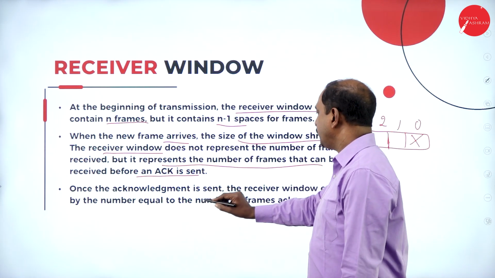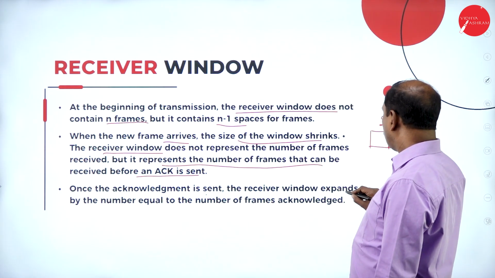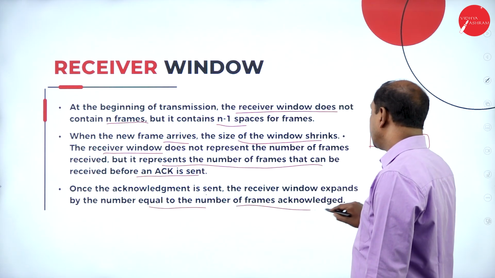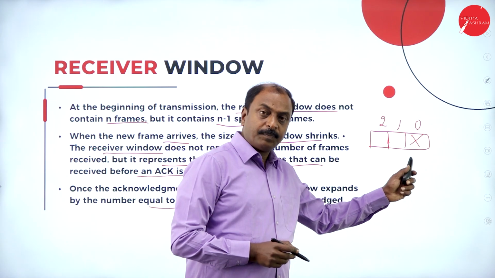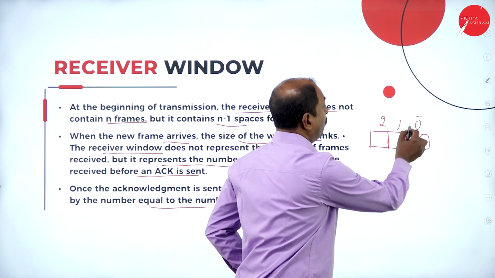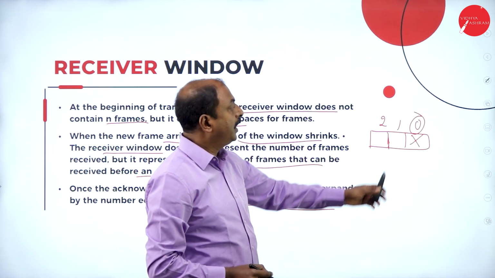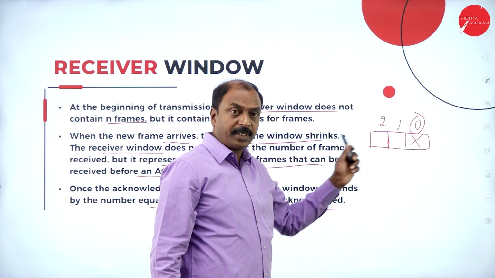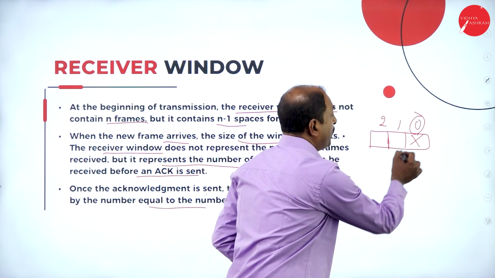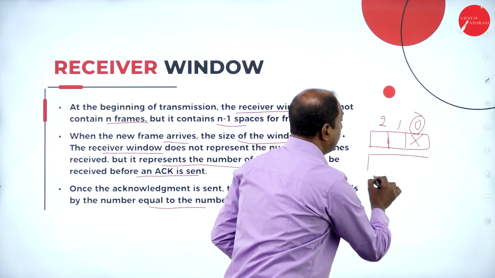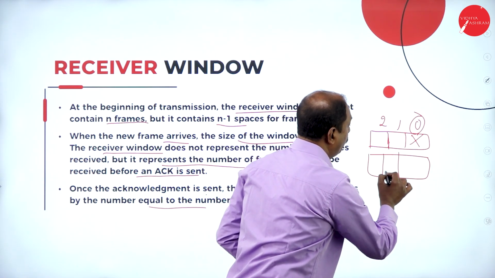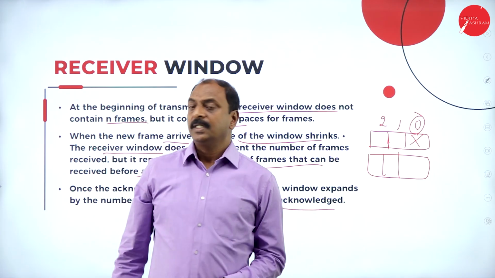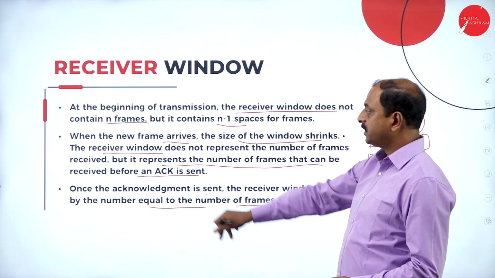Once the acknowledgement is sent, the receiver window expands by a number equal to the number of frames acknowledged. In this example, suppose the receiver sends the acknowledgement for frame 0. Again, this will be free. So again, 3 frames can be accommodated in the window. That is the meaning of the last sentence here.